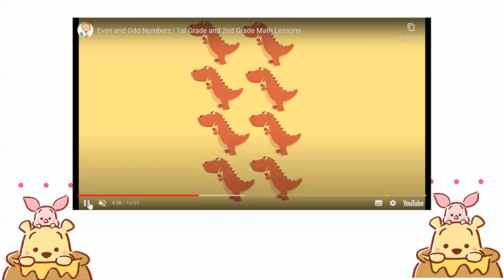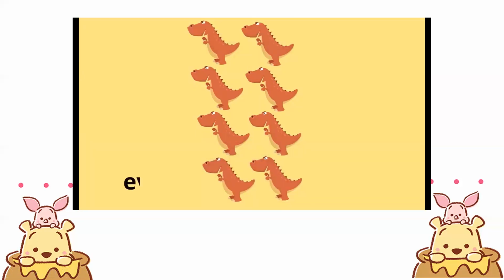Now look here and let's count 1, 2, 3, 4, 5, 6, 7, 8. There are 8 dinosaurs and they can all be grouped into 2. That's why the number 8 is also an even number. Wow, how interesting it is, isn't it?